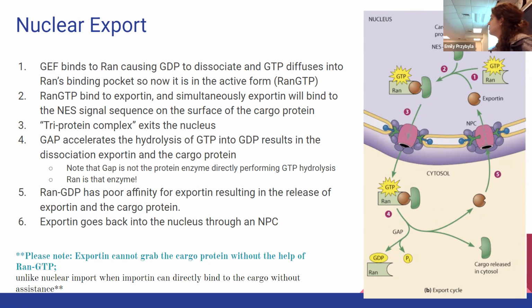to be an available exportin to go pick up the cargo. Does that make sense? So essentially, anytime you break GEF or GAP, you're pretty much slowing down or stopping the process. And you just gotta say why. And it's more likely that GEF will completely break the process than GAP, because GAP is just helping the enzymatic activity. Unless we break RAN's GTPase activity, that's still gonna happen, just a lot slower. Does that make sense? Are we good on import and export now?